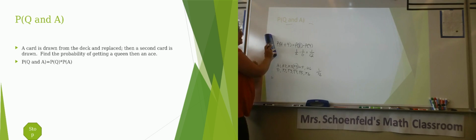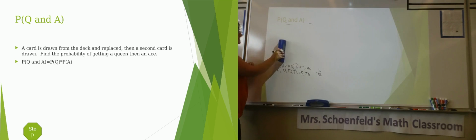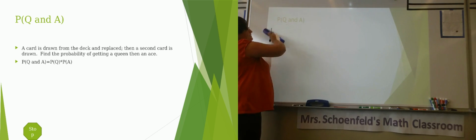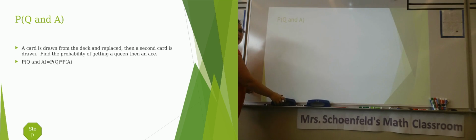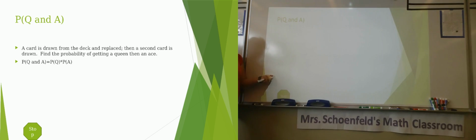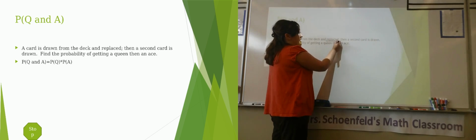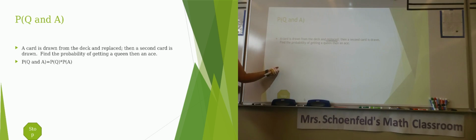Okay. If I have a deck of cards, what's the probability of getting a queen and an ace? A card is drawn from the deck and replaced. So remember, that is the keyword we're looking for. The second card is drawn. Find the probability of getting a queen, then getting an ace.